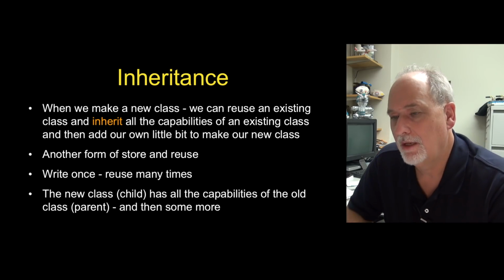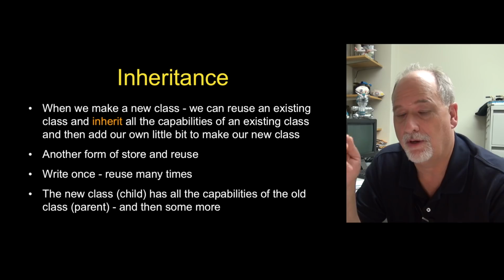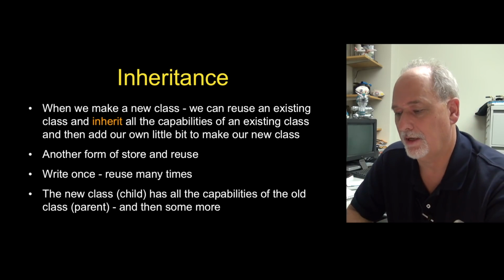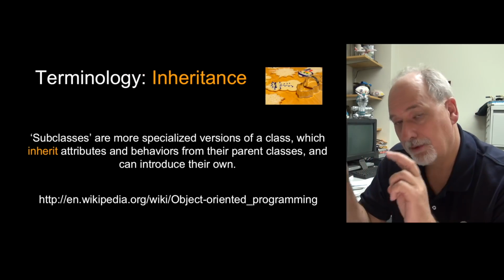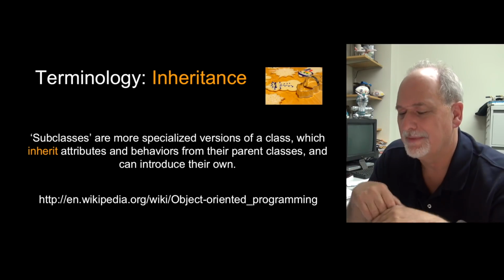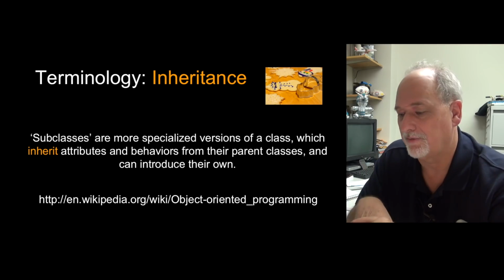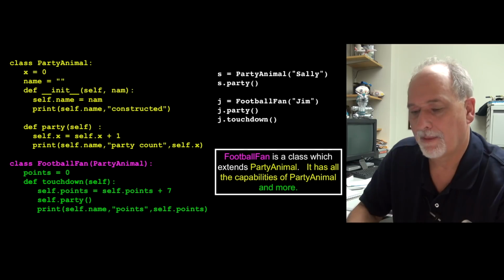Just terminology. We call these parent-child relationships. The original class is called a parent, and the new class is called the child class. So subclasses are another word for this. You have a class and then you subclass it. I think extending, inheriting, and parent-child are probably better ways of expressing it than subclassing. So here's a bit of code. Let's take a look at this.